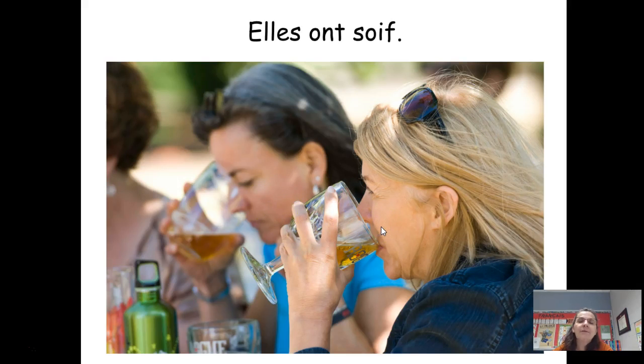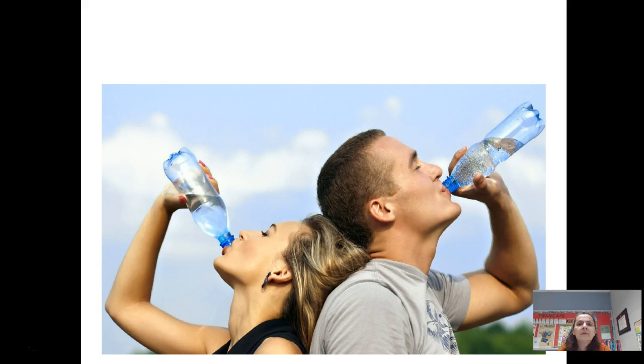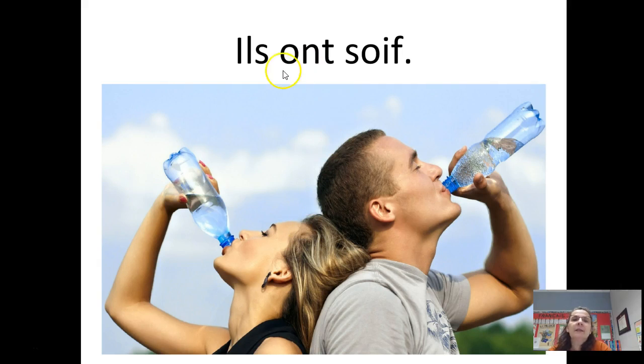Elles ont soif. We pronounce the S here because on begins with a vowel. That's why you hear the S, but you hear it as a Z sound. Il a faim. Ils ont soif. Again, same thing. I pronounce the S as a Z. I used il plural because we have a mixed group, mixed male and female.